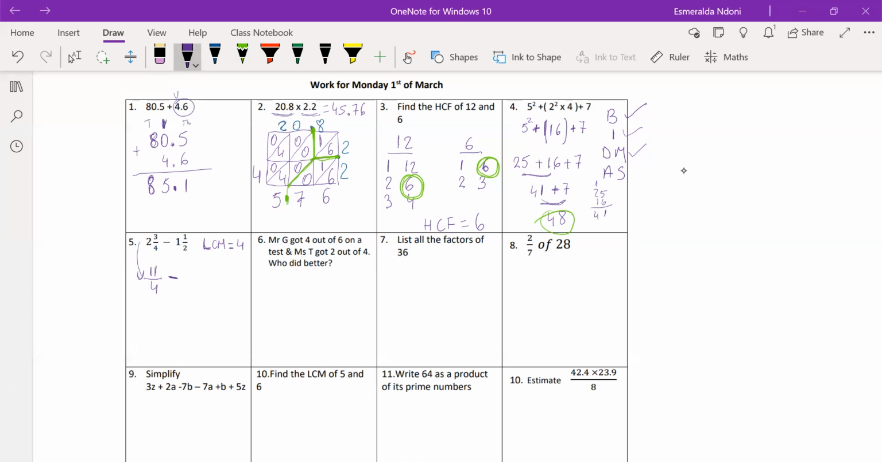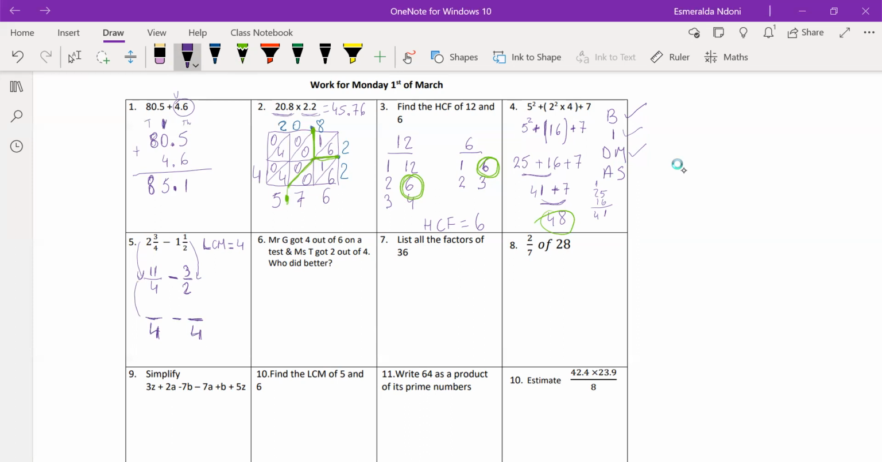Now I have 1 times 2, 2, add the 1, 3 over 2. So this fraction is the same as that. That's step 1. Because the denominators are different, I cannot subtract them. So I need to make the denominators the same. To do so, I have to use the LCM. So I need to rewrite both of these fractions with a denominator of 4.